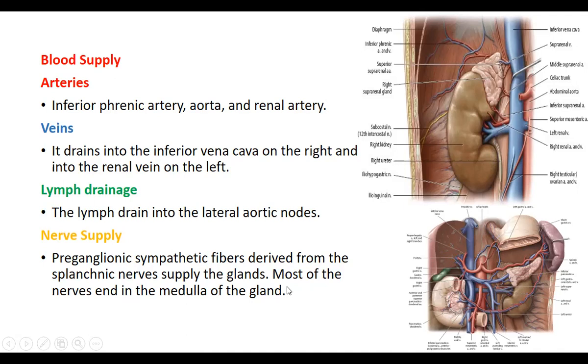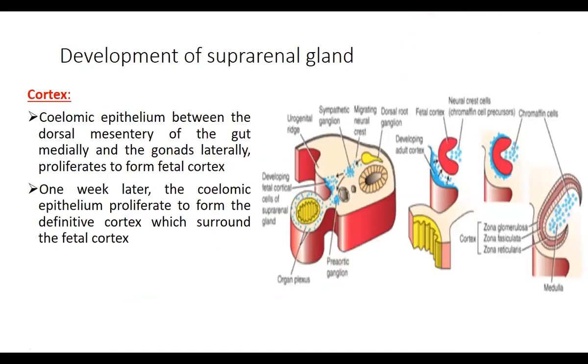We'll see later when we study the development, at that time we'll clearly see why it is supplied by the preganglionic fibers. This is very typical, special only for the suprarenal glands. All other parts of the autonomic nervous system are usually supplied by the postganglionic fibers, but the suprarenal gland is special in that it is supplied by the preganglionic fibers.